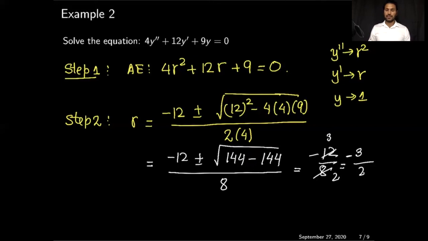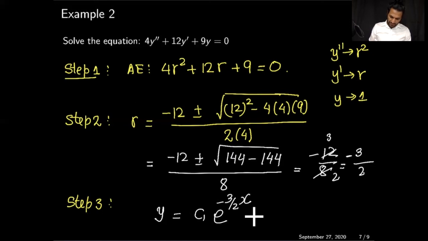So as you can see, in this case we have a repeated root, and both roots are r = -3/2. So to write the general solution, I will use the second case, which is the case when we have the repeated root. So step number 3. In step number 3, we will write the general solution as y = c1 e raised to the power of -3/2 x plus c2 times x e raised to the power of -3/2 x. So this is our general solution of our differential equation.